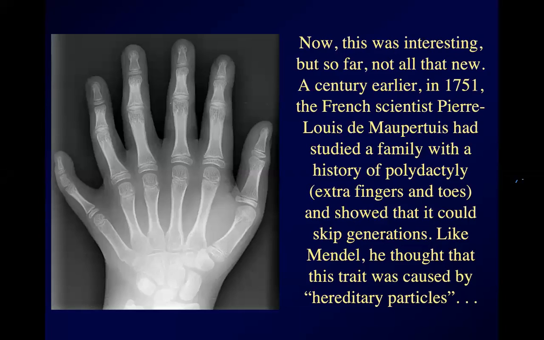Now, this was interesting, but not all that new, because back in 1751, a French guy named Maupertuis had studied a family with a family history of polydactyly, which is the medical term for having extra fingers and toes. This is not one of Maupertuis' students because it's a modern X-ray, but this is a kid with polydactyly, right? 5 fingers and a thumb. And Maupertuis showed by examining this family and recording who had what, he showed that it could skip generations. And like Mendel, he thought that this trait was caused by some sort of little particles rattling around, presumably inside your cells. That if you inherit a certain set of little thingamabobs rattling around in your cells, you would sprout extra fingers and extra toes.